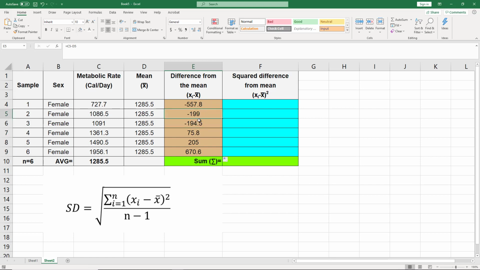Okay, so I've got these numbers. These don't mean anything to us yet, because then what we need to do is square them. And squaring them, it's always a little odd when you see the fact that part of this equation is squared and then we take the square root.